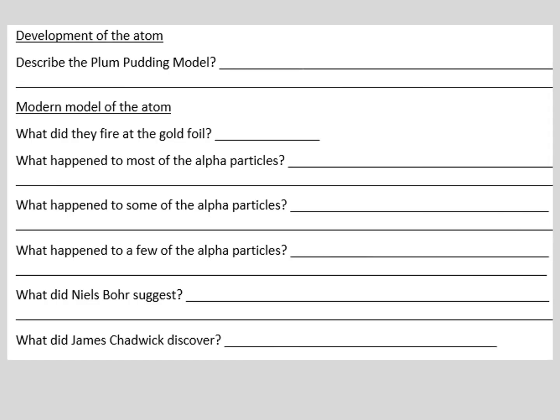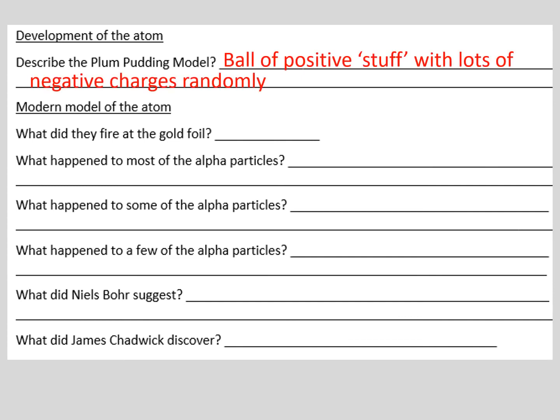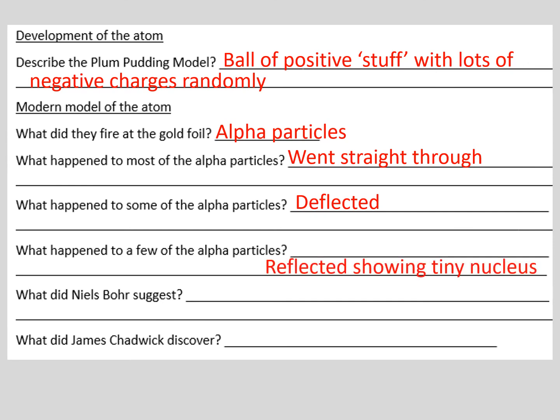Right, development of the atom. Describe the plum pudding model. Plum pudding model is a ball of positive stuff with lots of negative charges randomly scattered throughout. Modern model of the atom. What did they fire at gold foil? They fired the alpha particles. What happened to most of the alpha particles? Went straight through. What happened to some? They were deflected or deviated. What happened to a few? They were reflected, showing the nucleus is tiny.